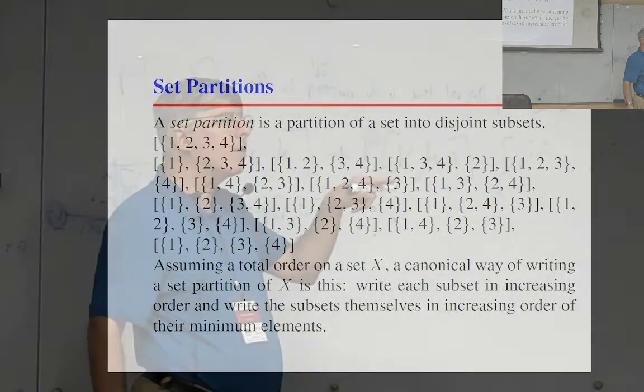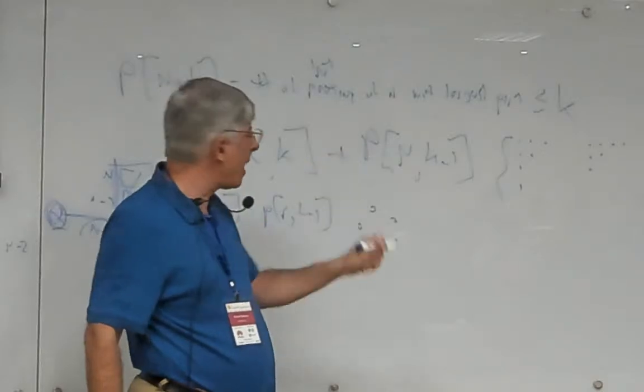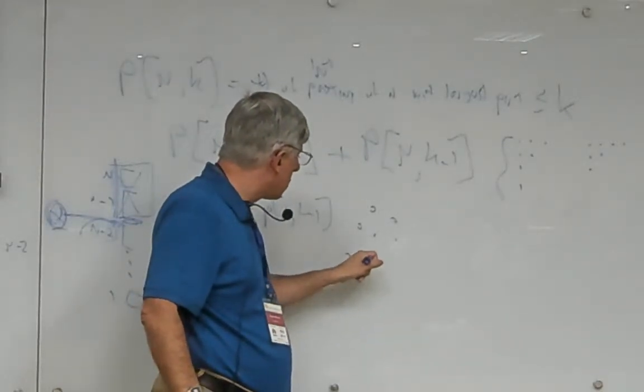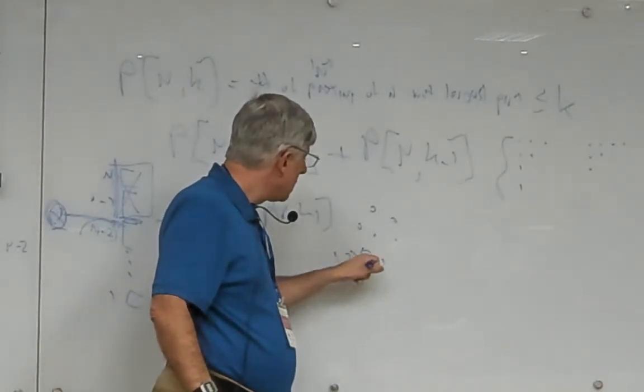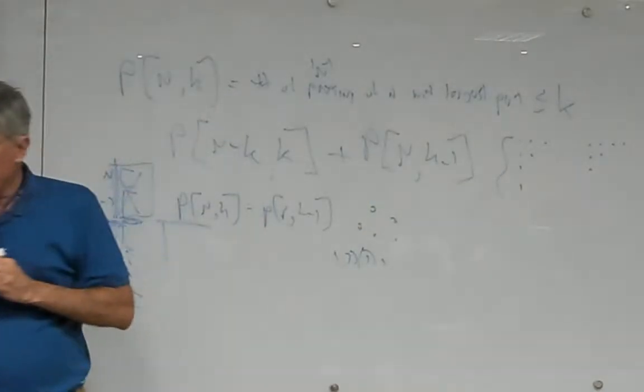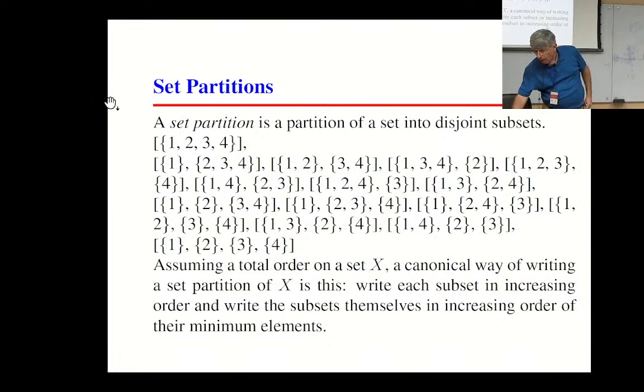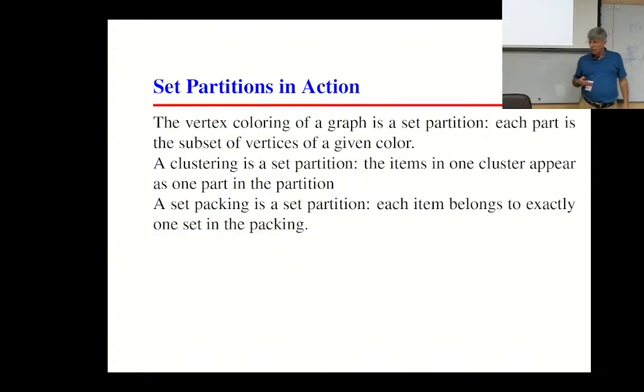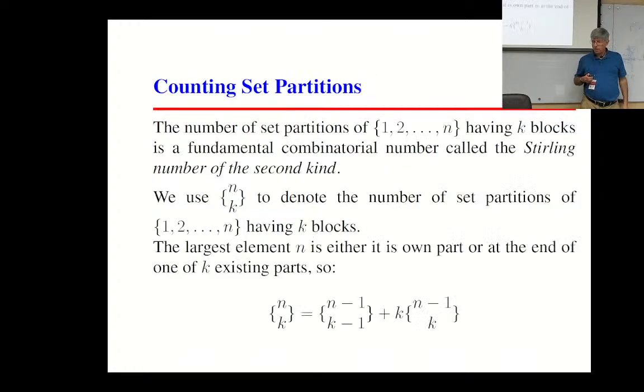What's a graph where every vertex is going to be in its own part? A complete graph, okay? So set partitions can go from the whole set to each item in its own set. Okay, any questions about that? Okay, so set partitions are useful things. And like I say, colorings I think are naturally thought of as set partitions.